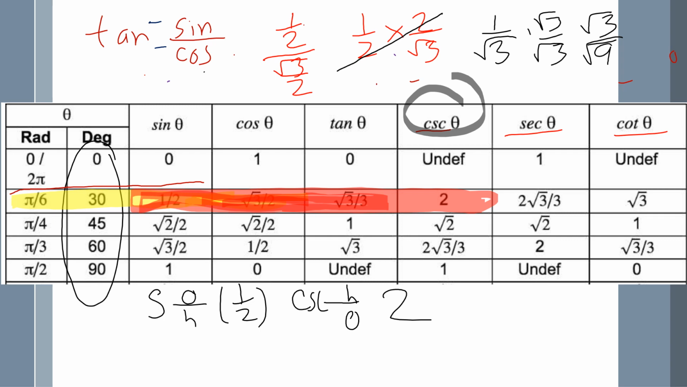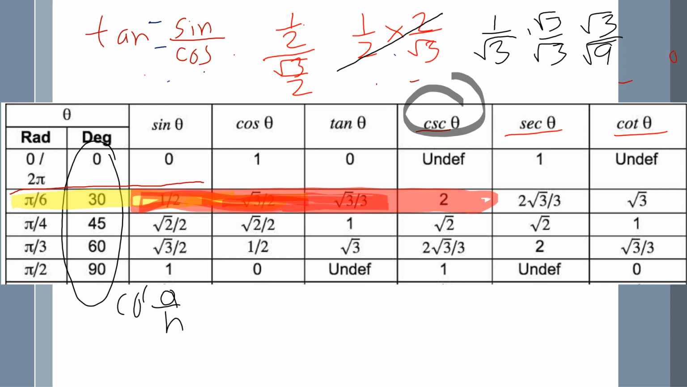So that's cosecant. All right. So let's find secant. So we know that secant is the inverse of cosine, which is adjacent over hypotenuse. And of course, secant, you just got to flip it over to be hypotenuse over adjacent. So when we do that, we know that cosine is square root 3 over 2.